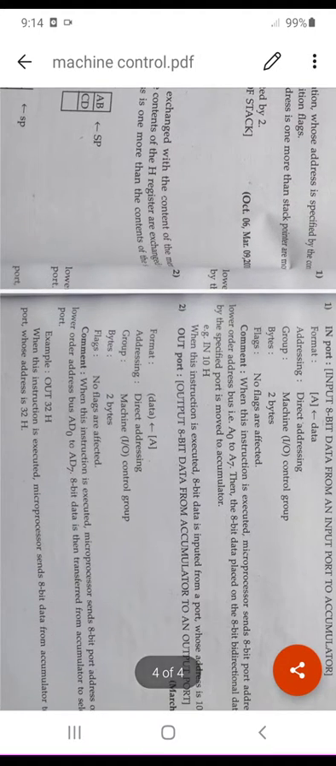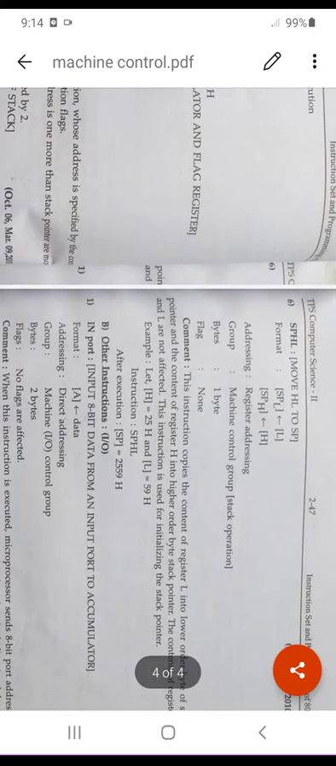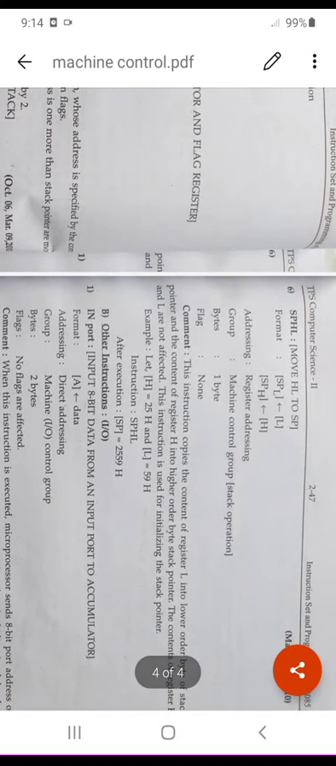Okay, so these are the machine control group instructions. In the next lecture we are going to see how programming is done.